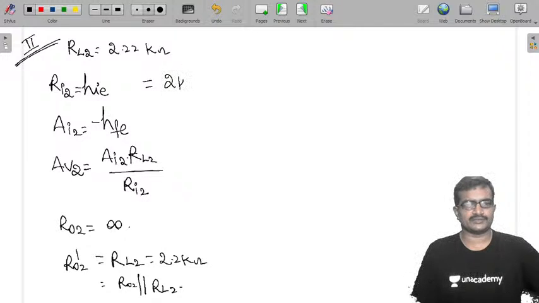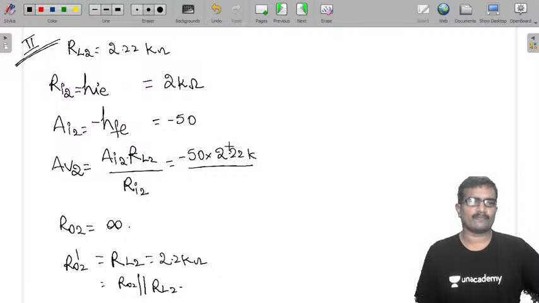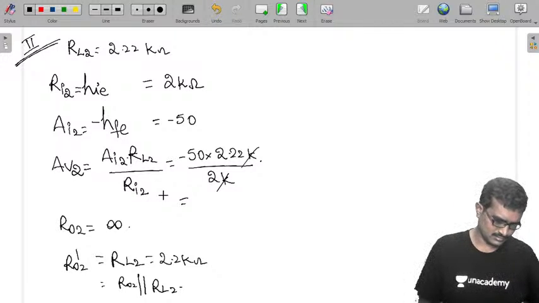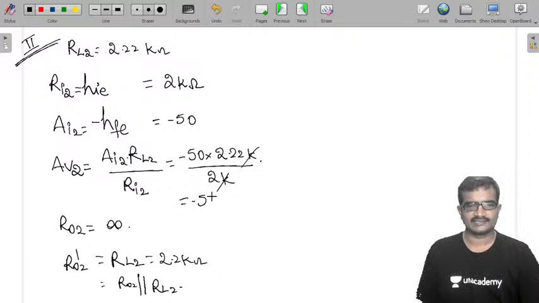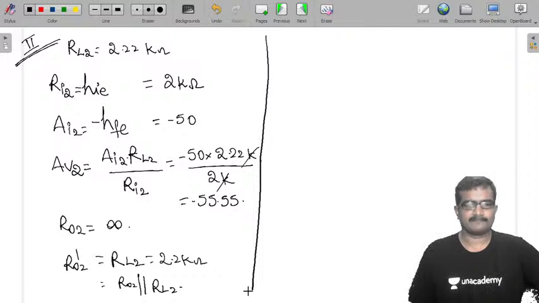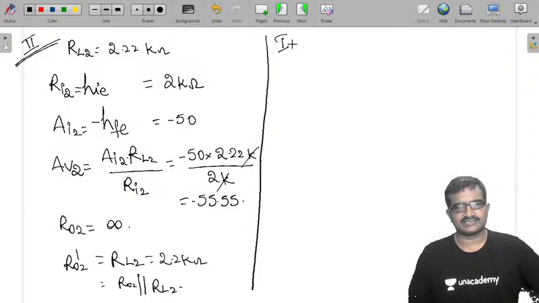Now just write the value. They given it as 2 kilo ohms. They given it as minus 50. Now it is minus 50 into RL2, which is 2.22K, divided by RI2, 2K. Now it is minus 55.55. This is the analysis of second stage.